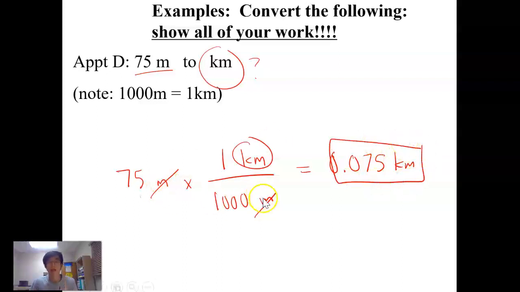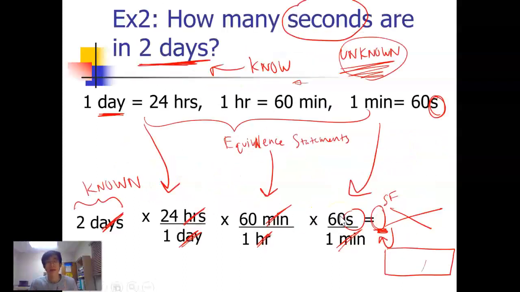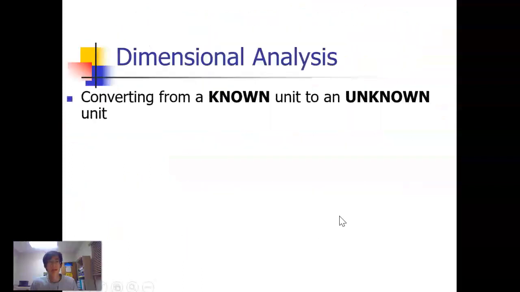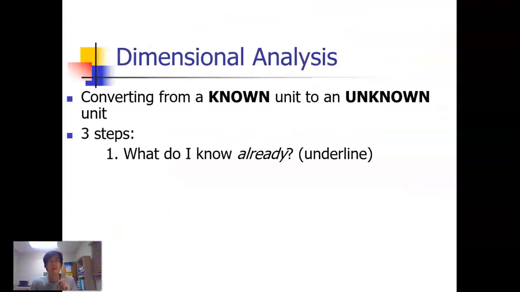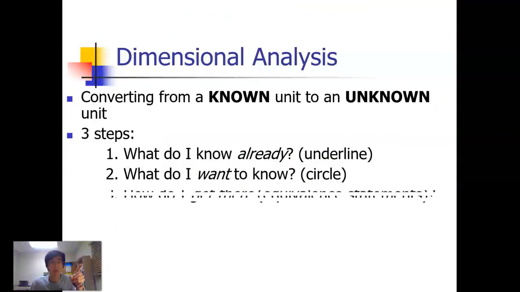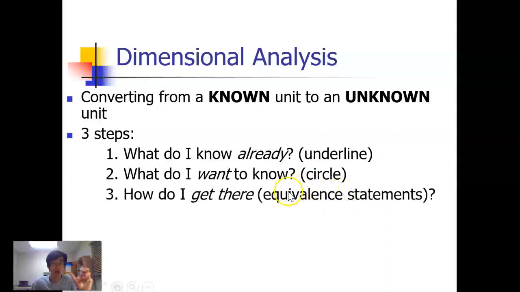Remember, go back to these steps right here. Okay, so 3 steps. What do I know already? Underline that. What do I want to know? Circle that value. And then how do I get there? Look at the equivalent statements. The number of equivalent statements is most likely going to tell you the number of steps it takes to find the value.